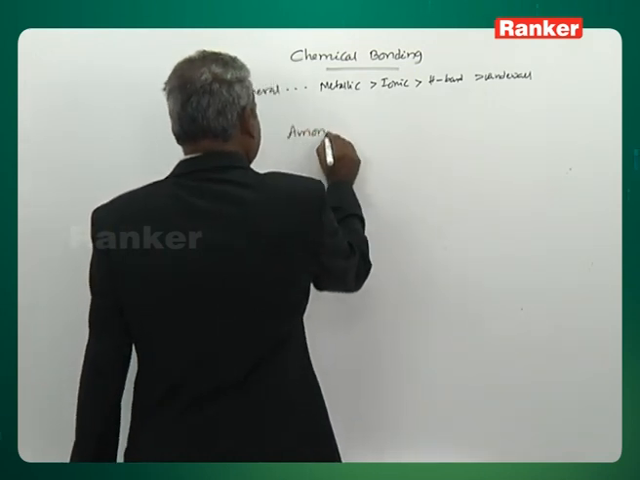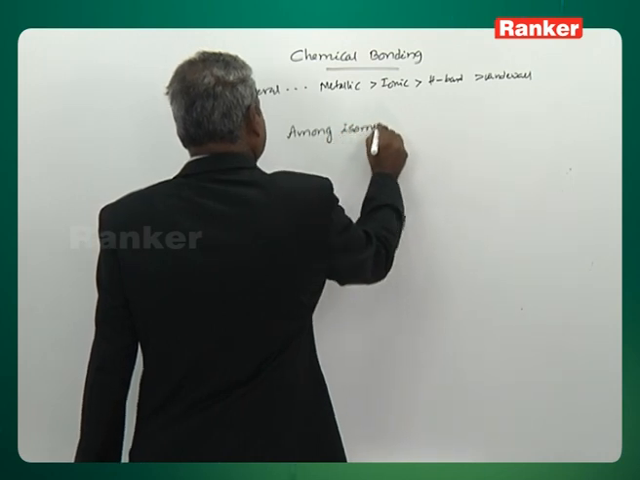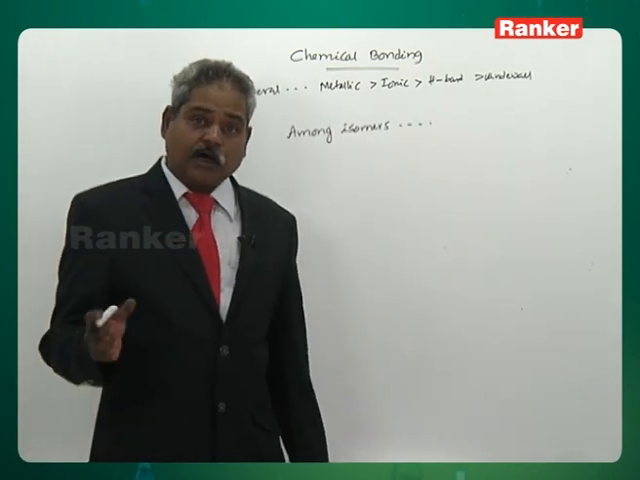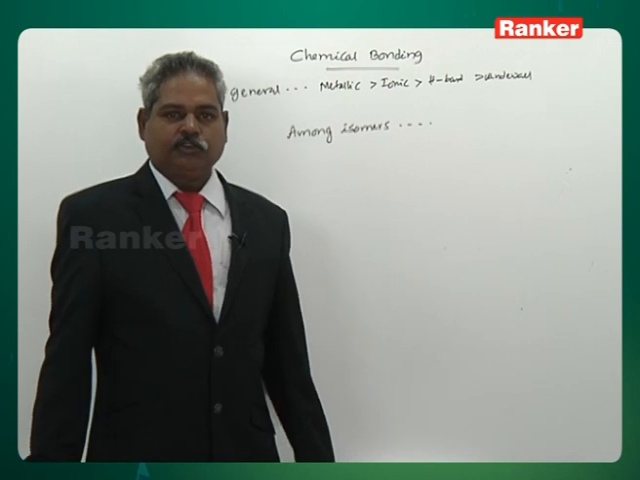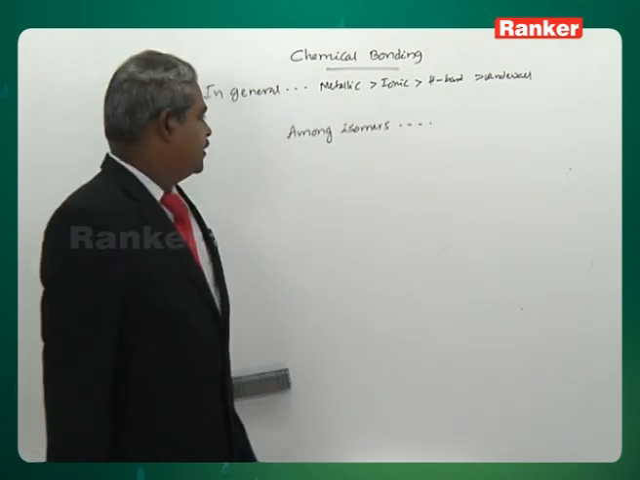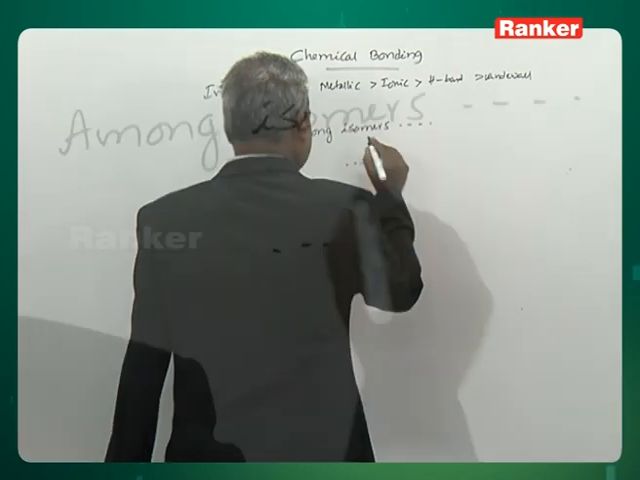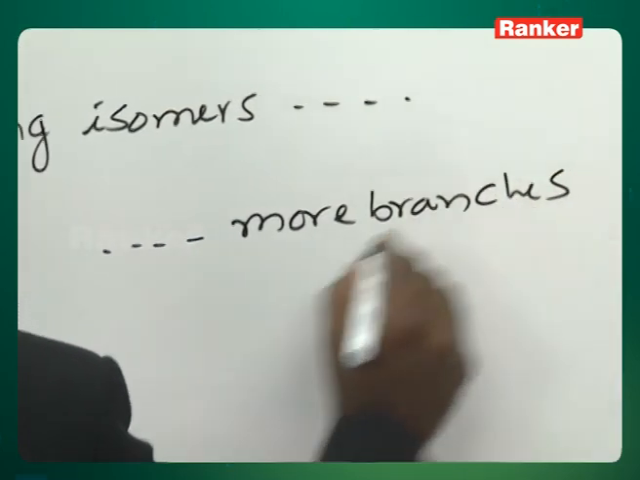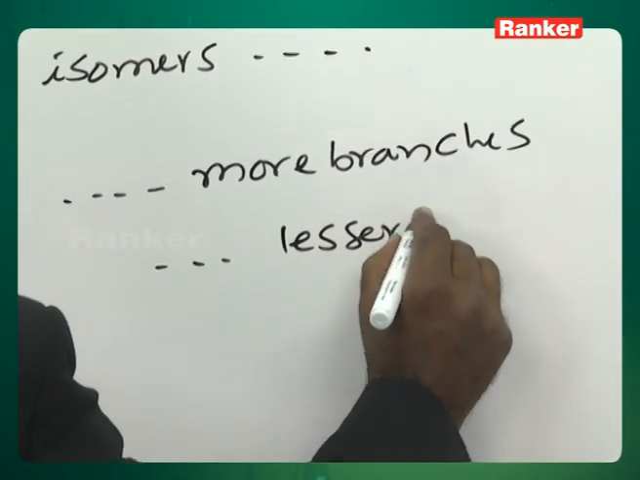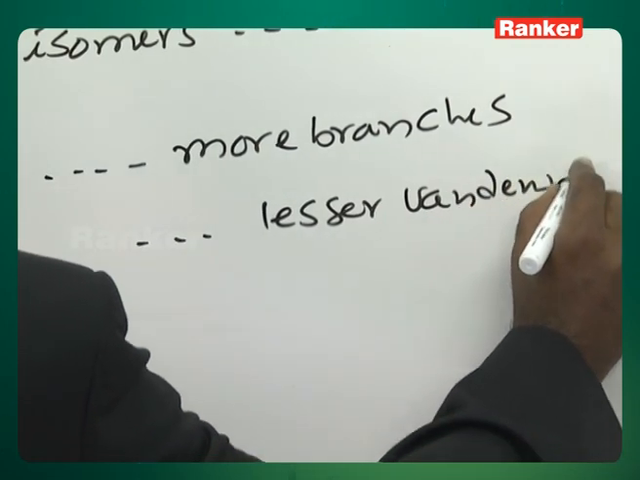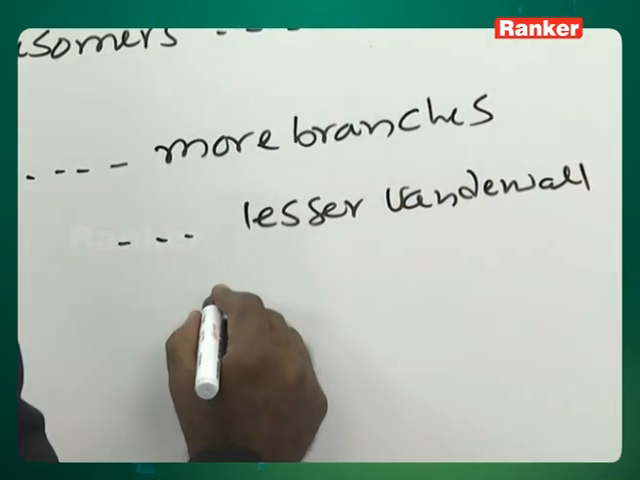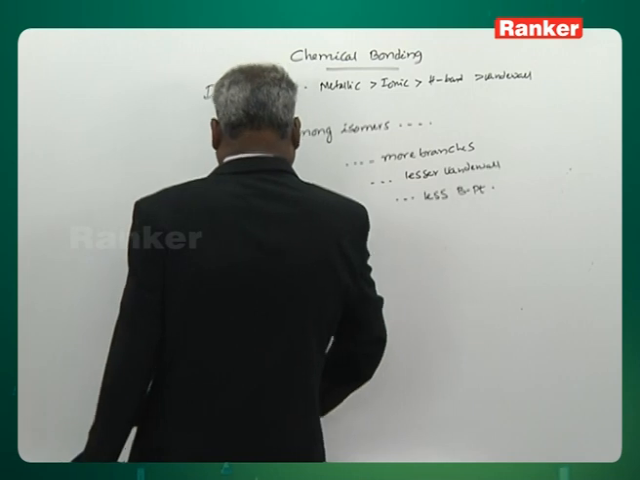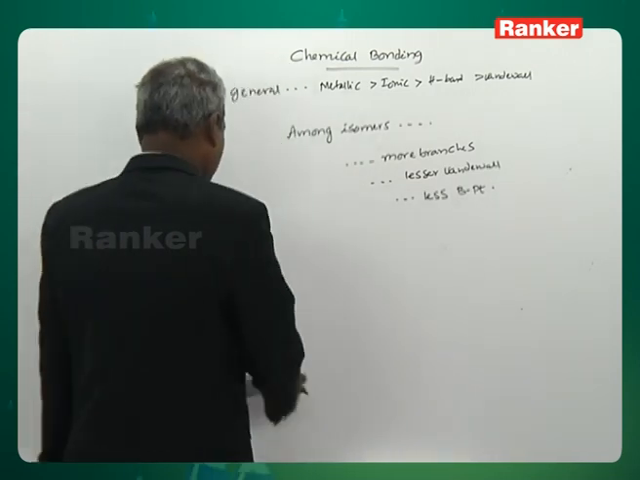Among isomers, where you don't even have mass to decide, isomers will have the same mass. Isomers means same molecular weight. So, among isomers, what will happen is, more branches, less van der Waals force of attraction. Whatever be the reason, let us not go into those details. Less van der Waals, less boiling point. Among isomers, more branches, less boiling point.